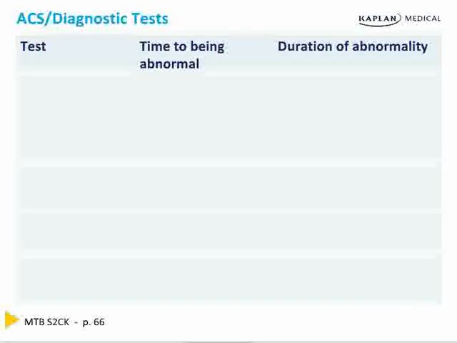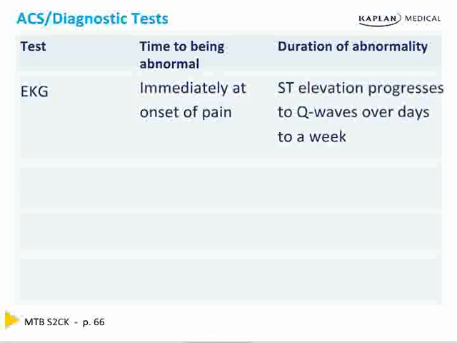Let's summarize our tests for acute coronary syndrome. The EKG is abnormal immediately, instantaneously, within seconds of ischemia. And the ST segments will progress to Q waves, sometimes in as little as 24 to 36 hours for an inferior wall, 4, 5, 6 days for anterior wall infarctions, but it becomes abnormal with ST changes immediately.